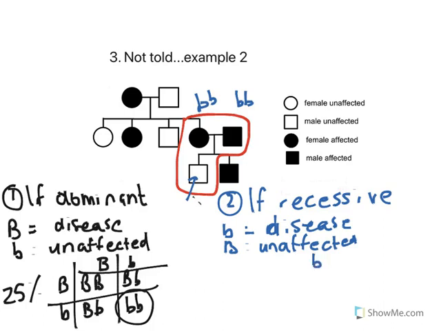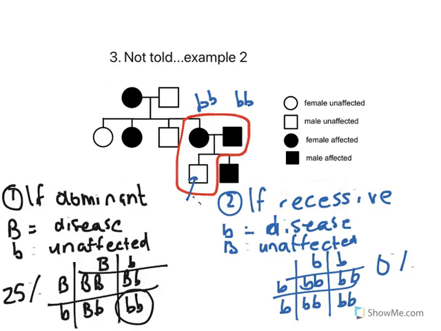Well, let's do the cross. We can pretty much already see that it's not possible. Let's do it anyways. And there you go. It is not possible for two parents who are affected, who have the disease, if it was recessive, to have an unaffected child. 0% chance. So just look at that in an exam where the parents are different to their child.